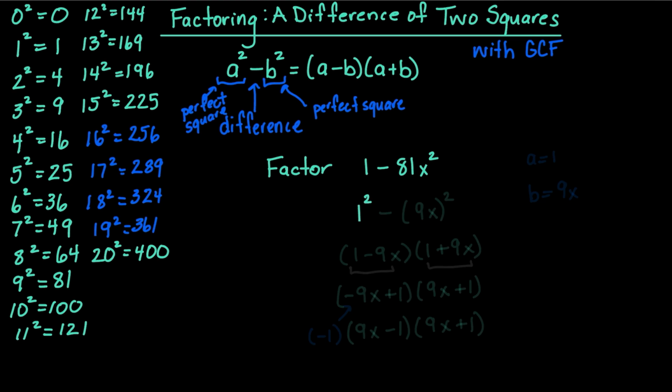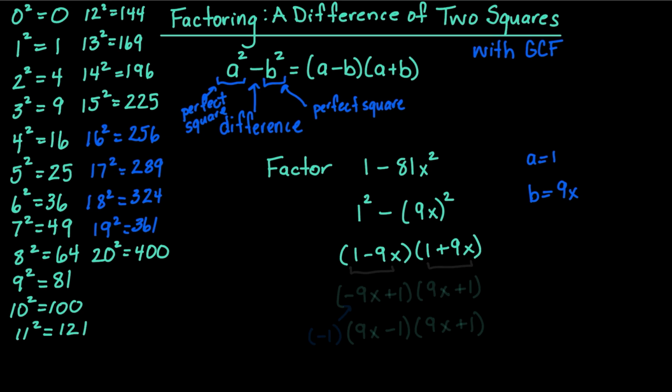1 is the perfect square of 1. 81x squared is the perfect square of 9x. So 1 squared minus the quantity 9x squared is equivalent to 1 minus 81x squared. So now I know A is 1 and B is 9x. So this is going to factor into 1 minus 9x times 1 plus 9x.